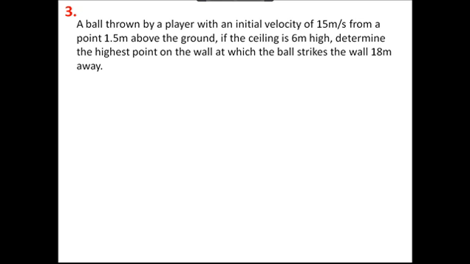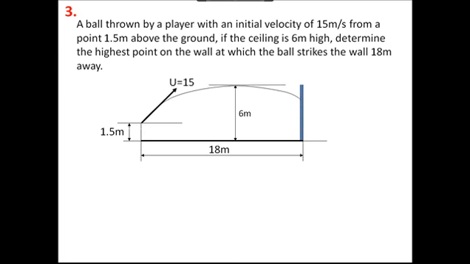If a ceiling is 6 meter high, determine the highest point on the wall at which the ball strikes the wall 18 meter away. Now, pictorial view of the problem is this. See what they mean by ceiling is 6 meter high is they are telling us that the maximum height that projectile can go to can't be more than 6 meter from the ground level.